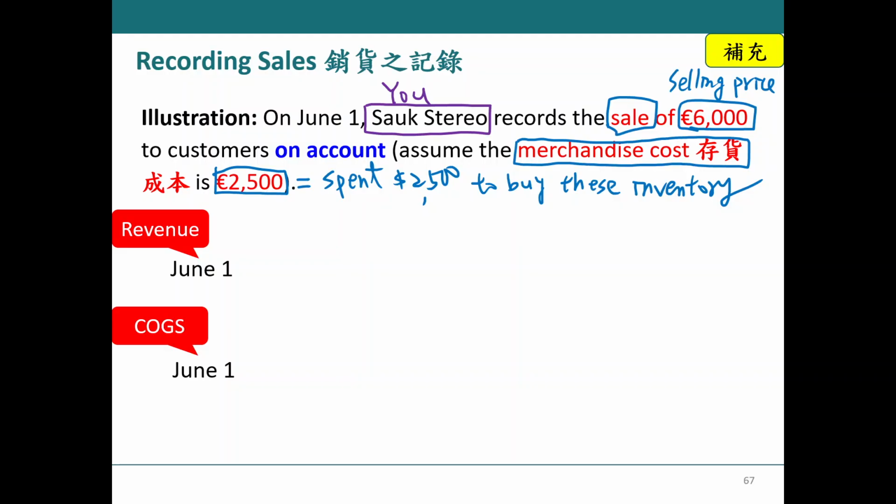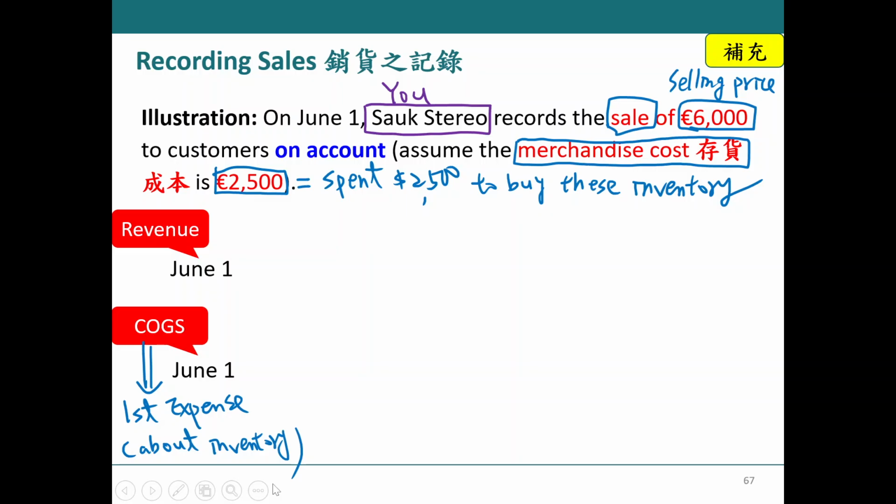No problem? So based on this, remember, we are perpetual inventory system. So how many things do we have to record? 2, right? 1 is revenue. 2 is cost of goods sold, okay? Remember, cost of goods sold is our first expense, right? So this first expense is only about inventory. Okay, so 2 things. First is about revenue. Second is about expense. So we just look at revenue first.